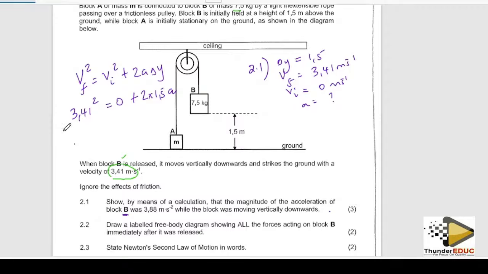When I have 3.41 squared, that's going to give me 11.6281, which is equal to 3a. Then I'll divide both sides by 3. And then what is my a? My a is 3.876. When I round it off, I'll get 3.88 meters per second squared. So that is how I'll go about answering 2.1.